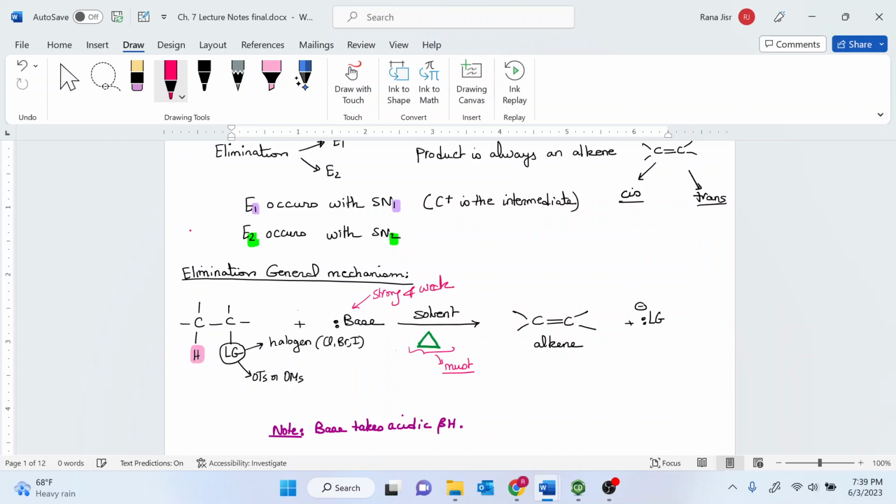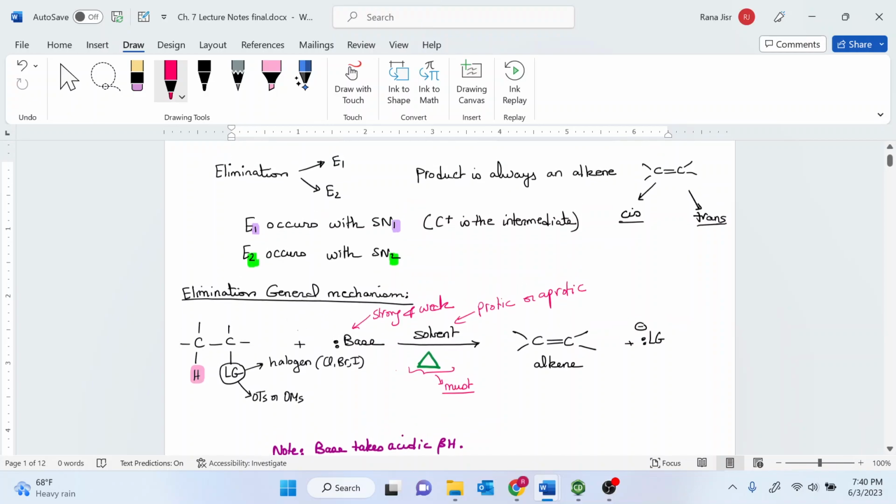And we have two types of solvents. We have polar protic or aprotic solvent. And those types of bases and solvents, together with the type of the alkyl halide, will determine in what mechanism the reaction is going to go.